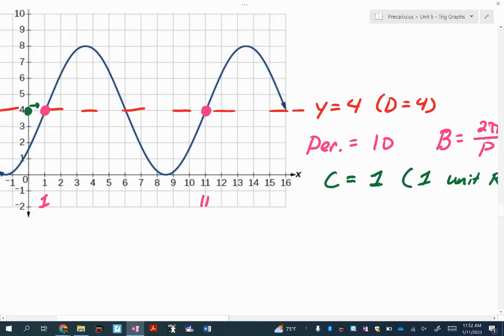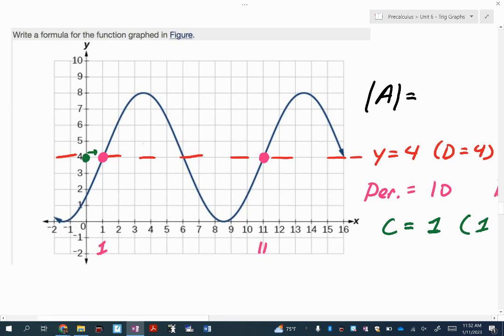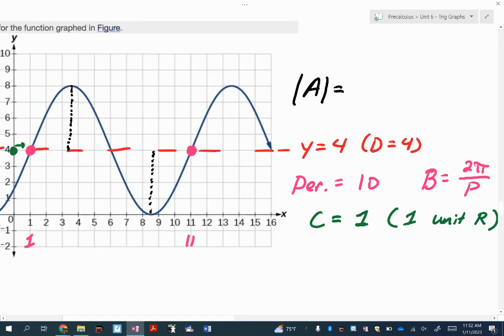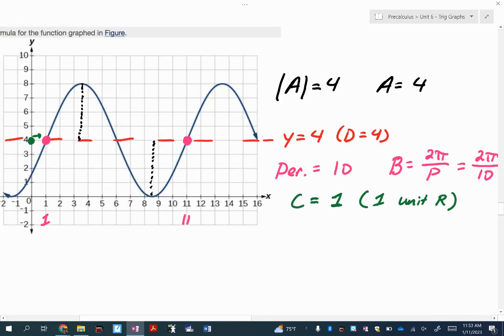All right, so my amplitude is going to be the absolute value of A, which it looks like from the midline I'm going 1, 2, 3, 4 units up, and 1, 2, 3, 4 units down. So my absolute value of A is going to be 4. And so I'm going to write A is 4, and then I always tell students to check this last thing before we finish.